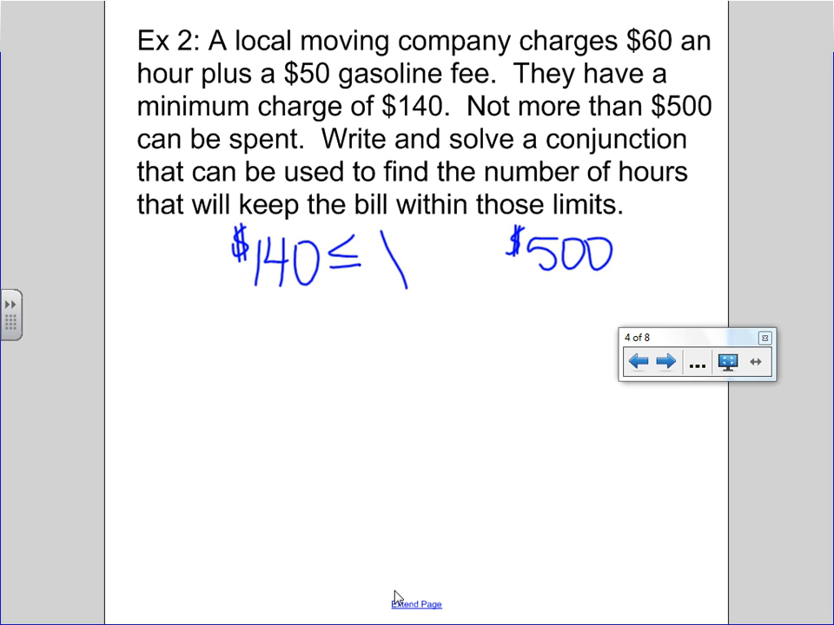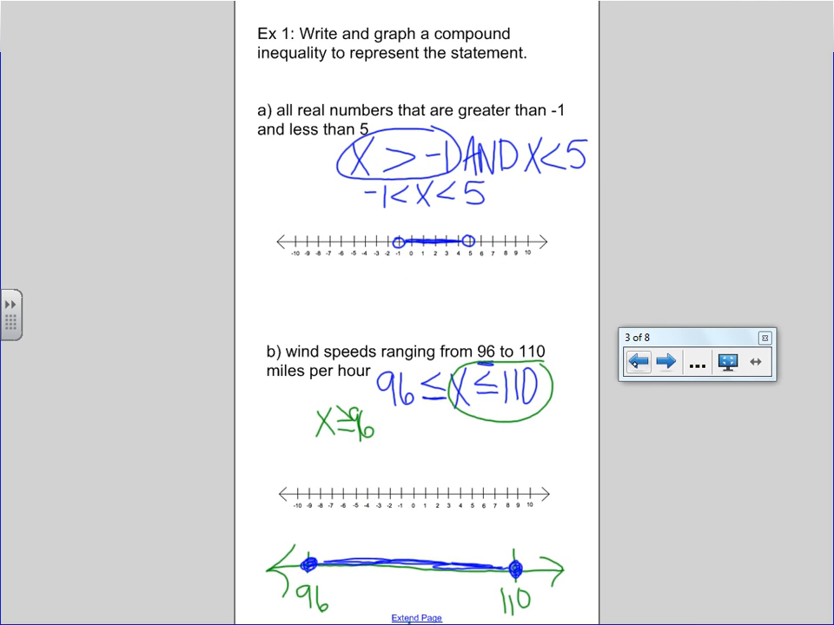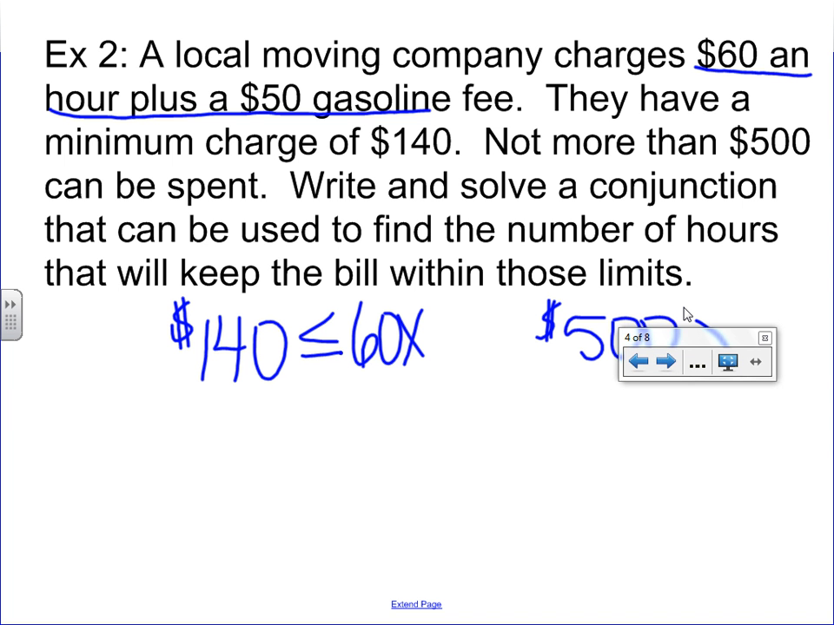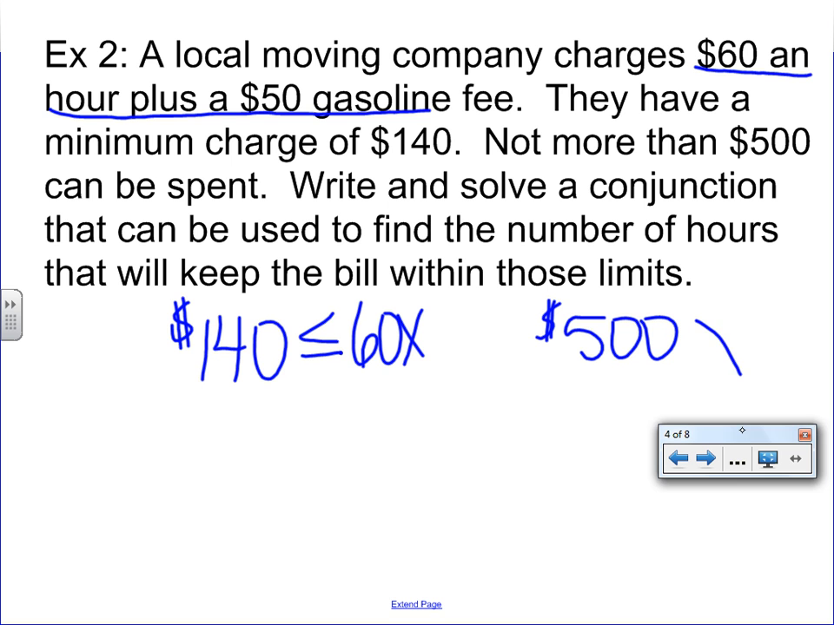And then it also tells me that they charge $60 an hour plus a $50 gasoline fee. So $60 an hour I would represent by saying 60x, plus a $50 gasoline fee. So plus 50. And that has to be less than or equal to $500. If you don't understand where I got this from, please raise your hand and ask a question.